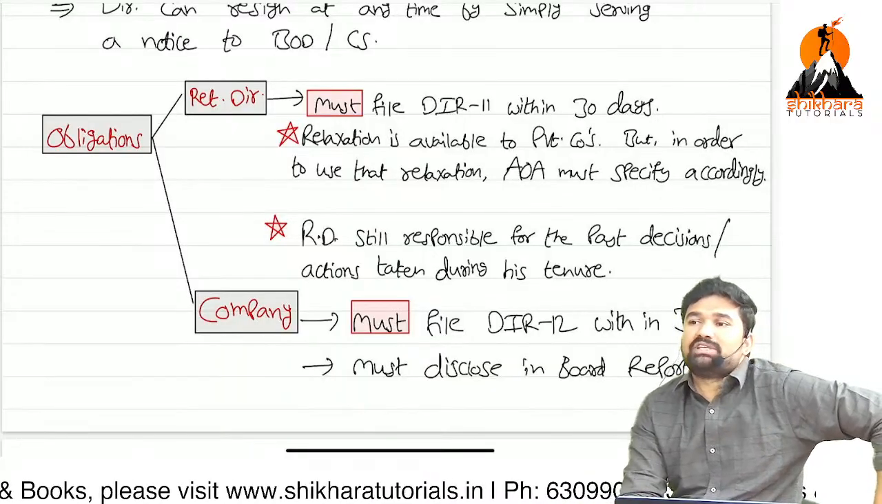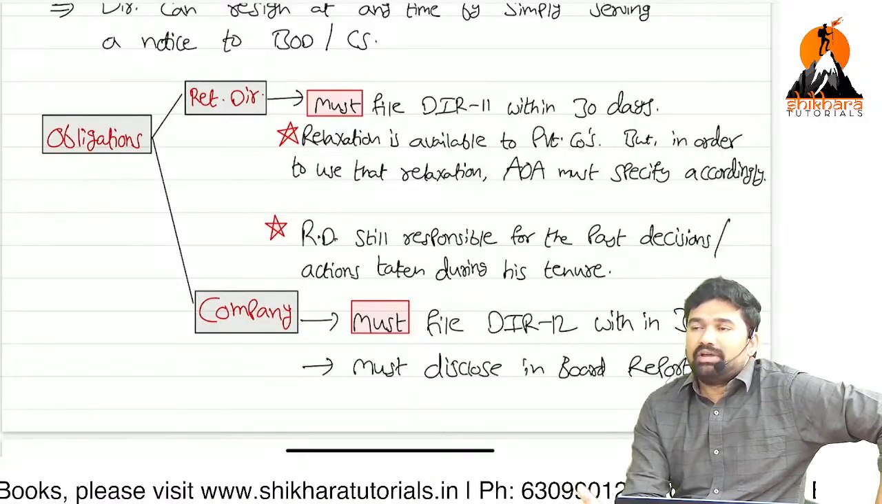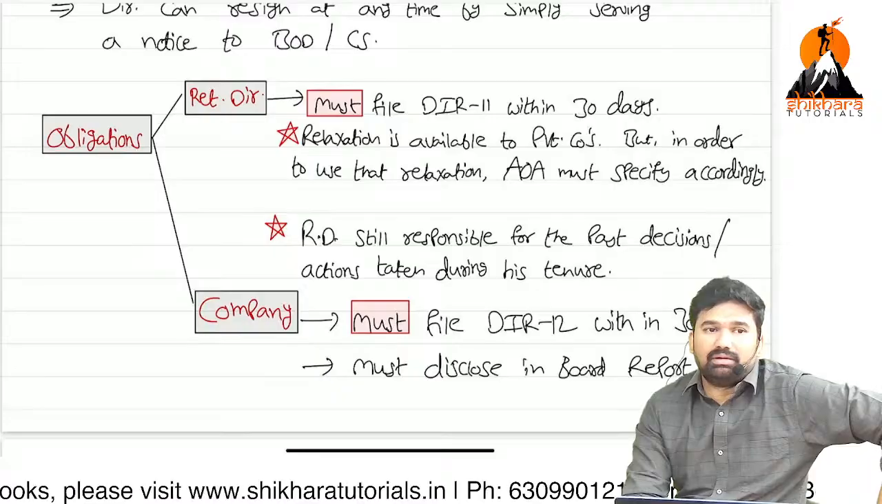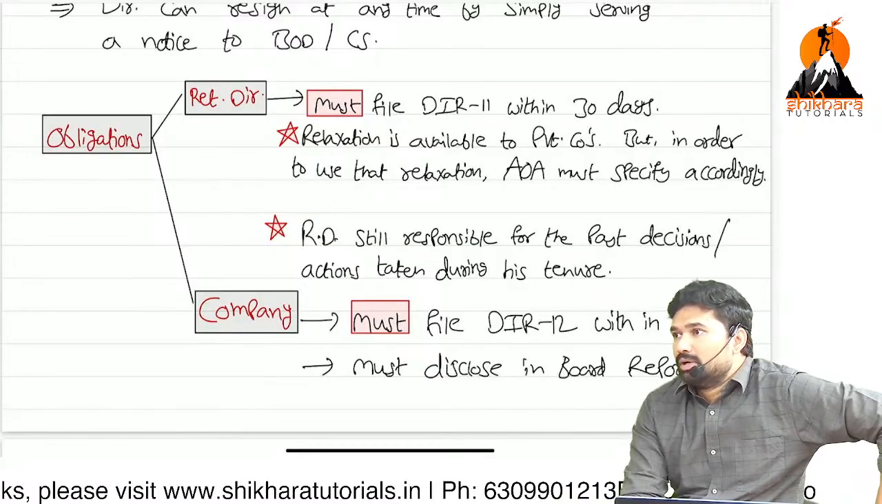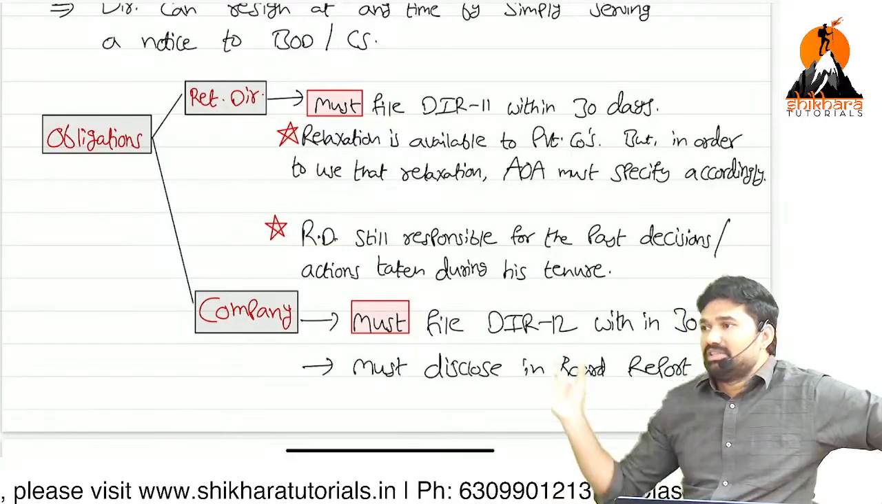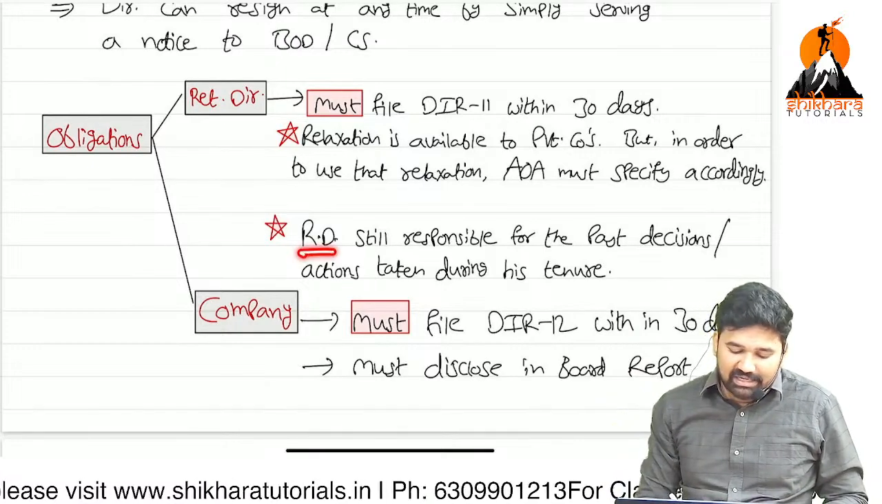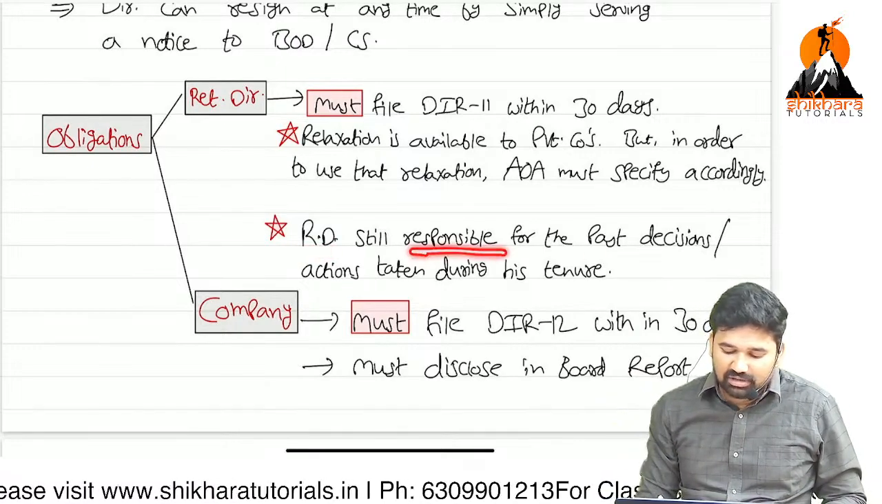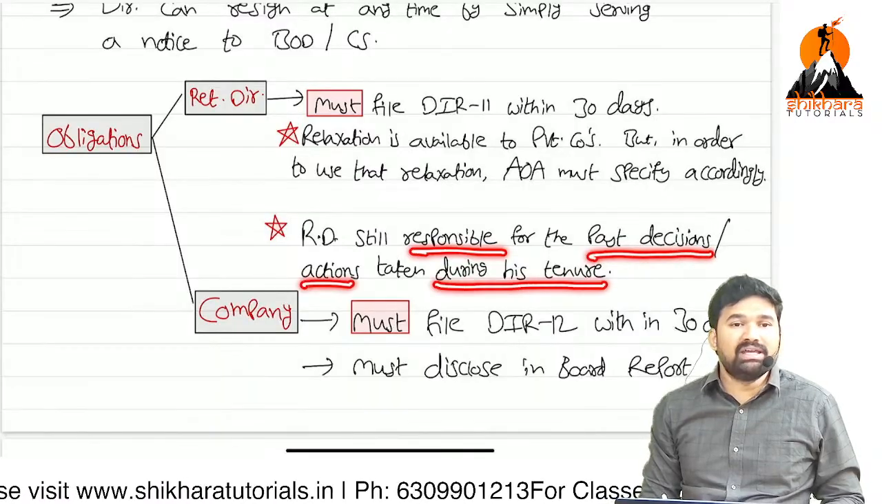What are you going to say in DIR 11 to MCA? Why are you going out? Why are you taking exit from the company? What might be the reasons for your exit? You have to upload supporting documents and inform MCA with respect to your resignation. That's it, nothing other than that. Next one, RD, retiring director still responsible for the past decisions or actions taken during his tenure.